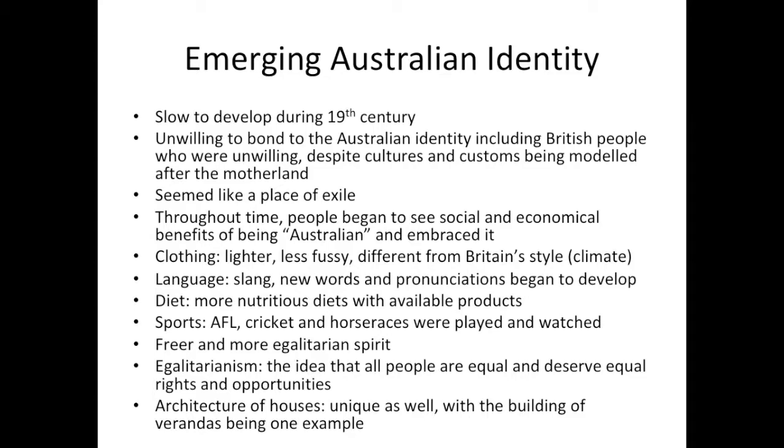However, late in the 19th century, Australia's identity did develop. Clothing became lighter and less fussy, and different from Britain's style, as it was a different climate. Slang, new words, and pronunciations began to develop. Australians ate more nutritious diets with the available products, and sports such as AFL, cricket, and horse racing were played and watched, which helped unite Australia and define the nation.